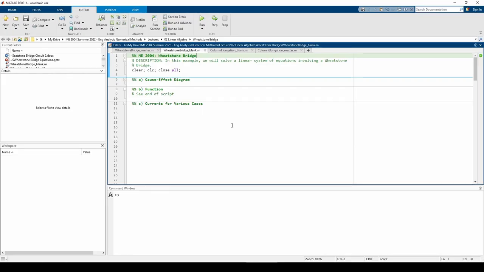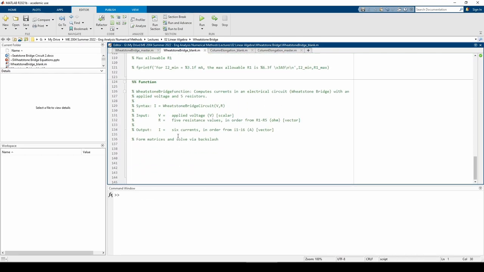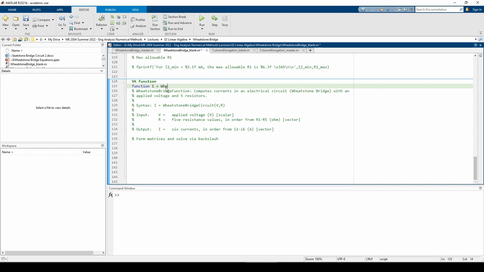Here we are in the blank script file. Part B wants us to write a function to solve the Wheatstone Bridge problem, so let's jump down to the bottom where the function needs to be. The function is very creatively named Wheatstone Bridge function. Don't forget to add the corresponding end keyword. It accepts two inputs, V and R. V is a scalar representing the applied voltage. R is a vector containing R1 through R5.